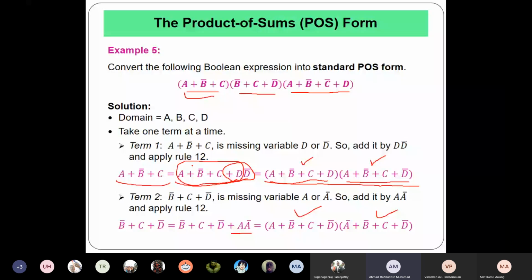Oh, okay. Faham. Saya dah nampak. Okay. So the same thing with this one. When you write this, use rule 8, basically this one and another one was this. Another term here. This is actually this one term, this one term. So you get this.